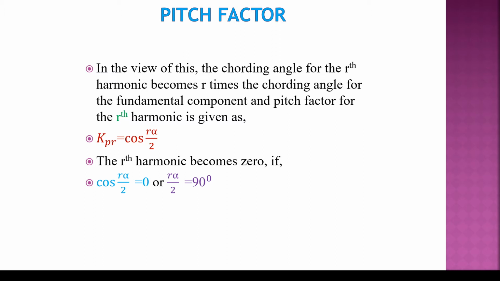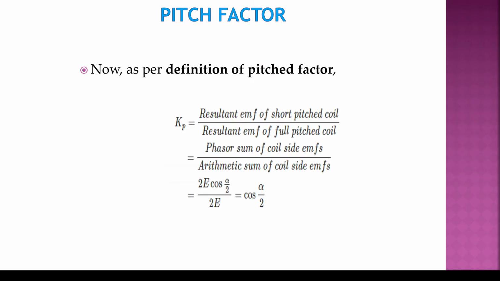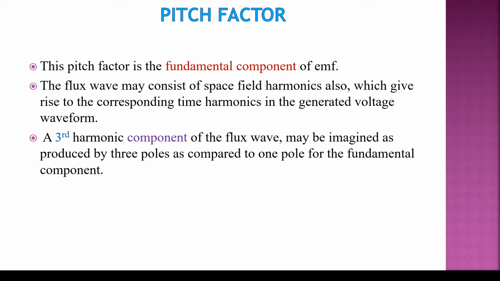So first let us see the definitions and the EMF equation of alternator. Okay. So the chording angle for the rth harmonic will become r times the chording angle for the fundamental harmonic, and the pitch factor for the rth harmonic can be given as Kpr. Okay. So same equation here. Whatever we got here, Kp we got as cos alpha by 2.